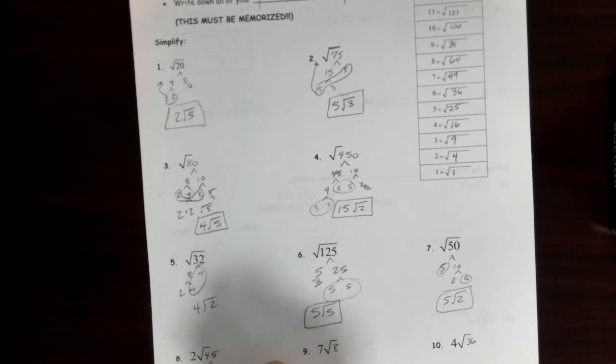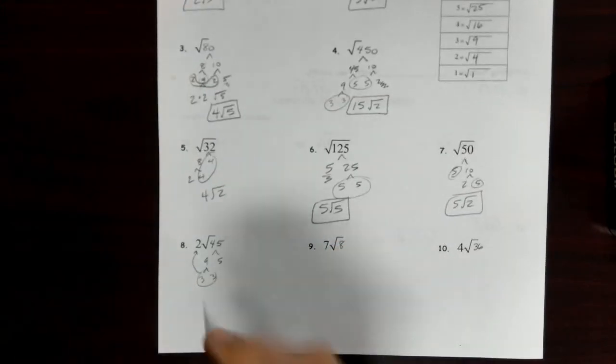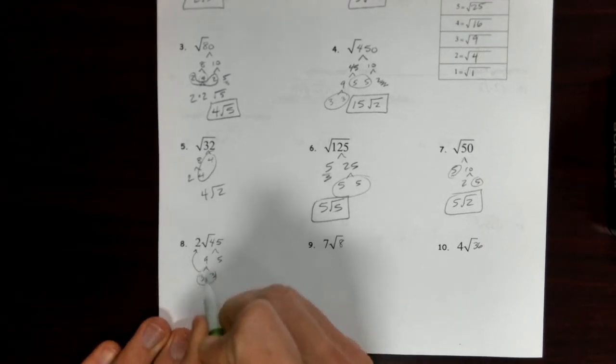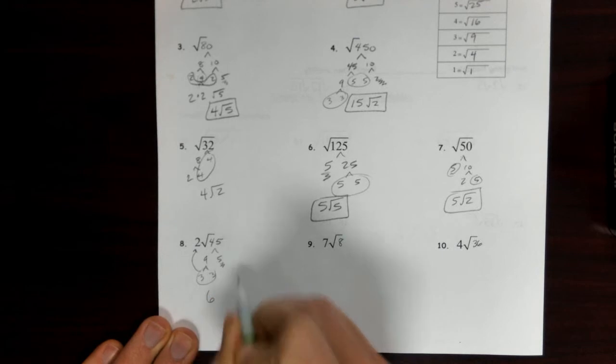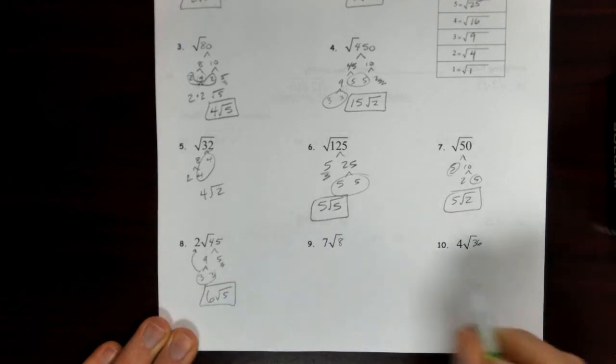So this breaks down into 9 and 5. 9 breaks down into 3 and 3, so we know we're bringing that 3 outside. Now, I already have a 2 outside, and I brought a 3 outside. Again, numbers are multiplied outside the radical, so 2 times 3 is 6. Underneath the radical is still that 5. 6 square roots of 5.